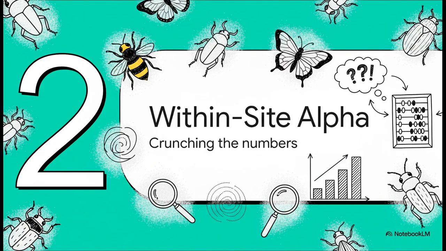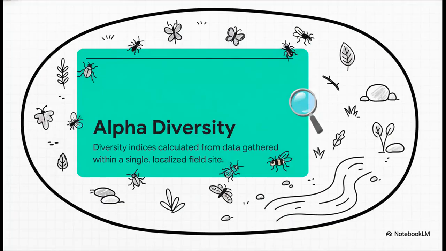Moving right along to part 2. Let's crunch some numbers on within-site alpha diversity. Alpha diversity is entirely about what's going on inside a single isolated site. It's asking what is happening right here, in this exact patch of forest or this specific stream. We're mathematically examining the richness, the dominance of certain species, and the overall evenness of your specific bug community.